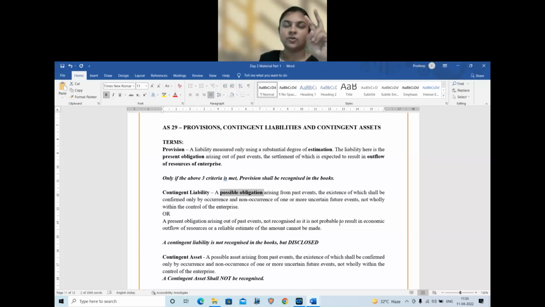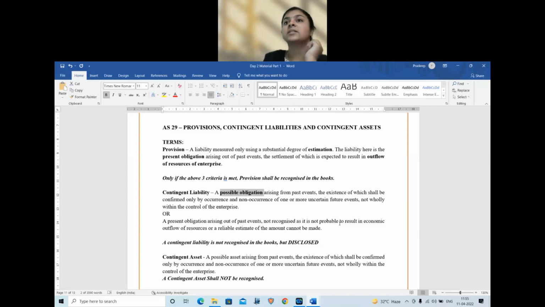right? So for contingent liability, two rules: a possible obligation where the obligation will be crystallized only when the future event occurs or does not occur, or a present obligation where there is no probable outflow or the amount is uncertain. So in simple words, if something is not a provision, it will come under contingent liability.